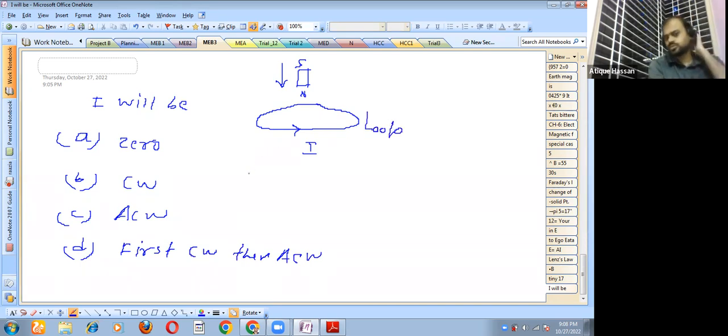So suppose the current in the loop is high. So we have to identify what will be high. It is zero, no current will flow, or current will flow clockwise or anti-clockwise, or it will change the direction. So both of these, try this. The magnet is falling.